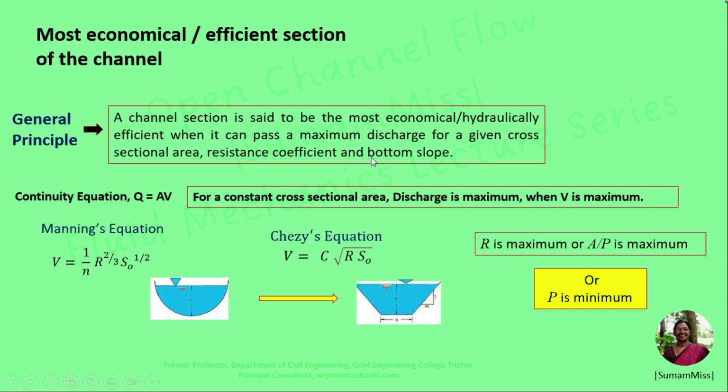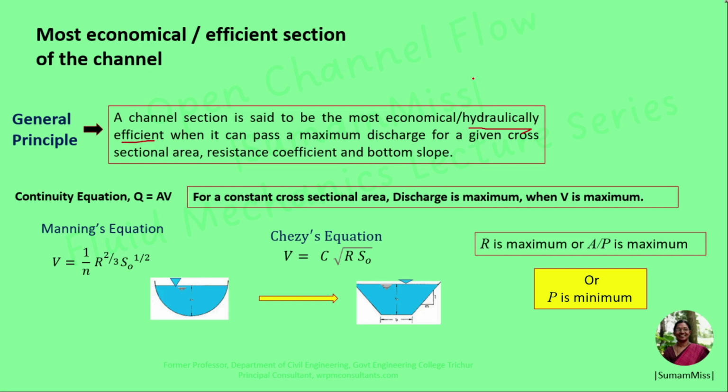If the channel is to be excavated, the most efficient section will become the most economical, since for a given discharge, the area of the section is minimum. That is, the quantity of material to be excavated for the construction of the channel cross-section becomes minimum, which results in initial reduction in the cost. So that means we can say that the hydraulically efficient section will become the most economical section.